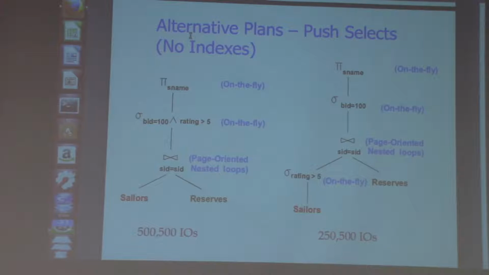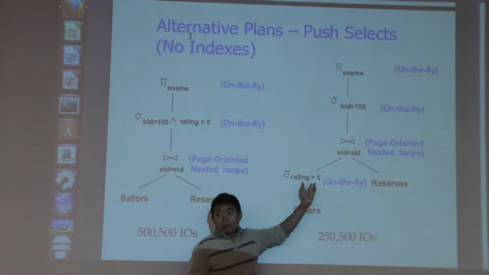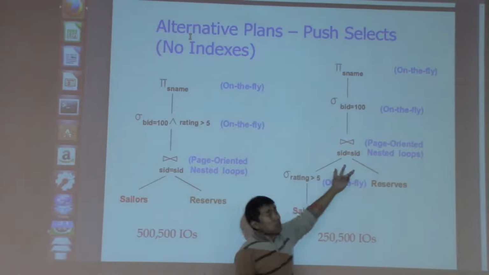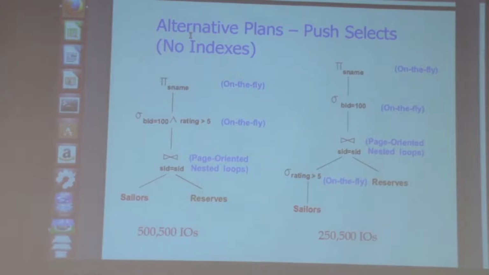Well, what about another choice? Well, simply push down the selection. All you do is, there are 2 selection conditions here, let me push one of them down. And this keeps the same. Nothing changed. And what happens now, by the way?